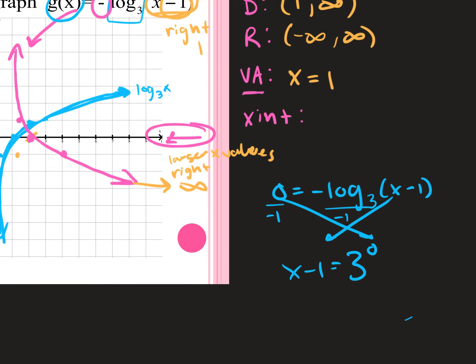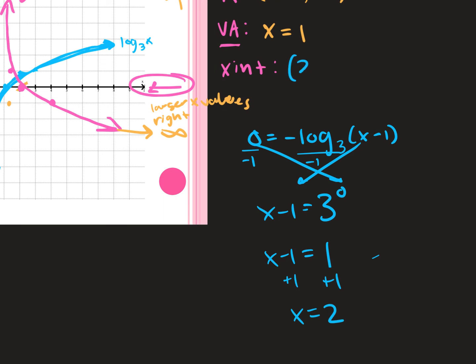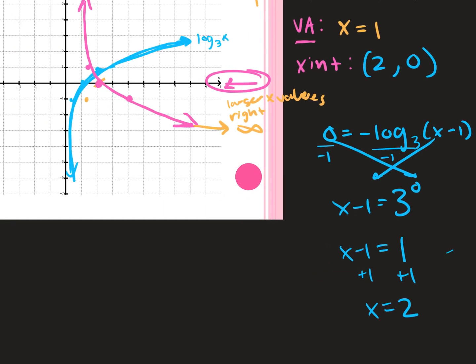3 to the power of 0 would be 1. x minus 1 is equal to 1. I add 1 to both sides, so x is equal to 2. So my x-intercept would be 2, 0, which we have that point on our graph here, that pink dot.